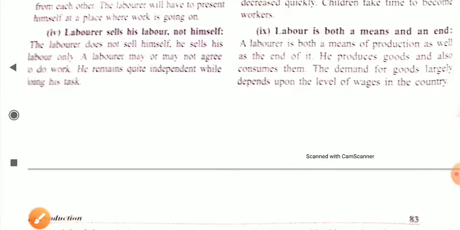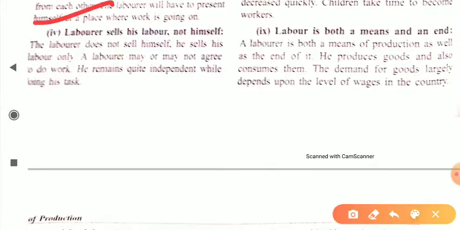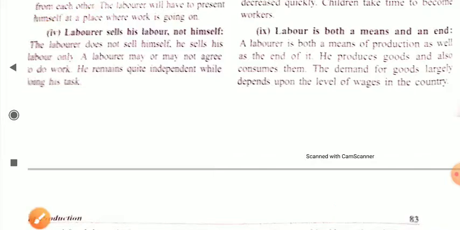Next is, the laborer sells his labor, not himself. This is an important point. The laborer does not sell himself, he sells his labor only. A laborer may or may not agree to do work, he remains quite independent while working. So you can sell land, you can sell raw material, you can sell capital, but a laborer cannot be owned. You can only buy his services. That's why the laborer sells his labor only.